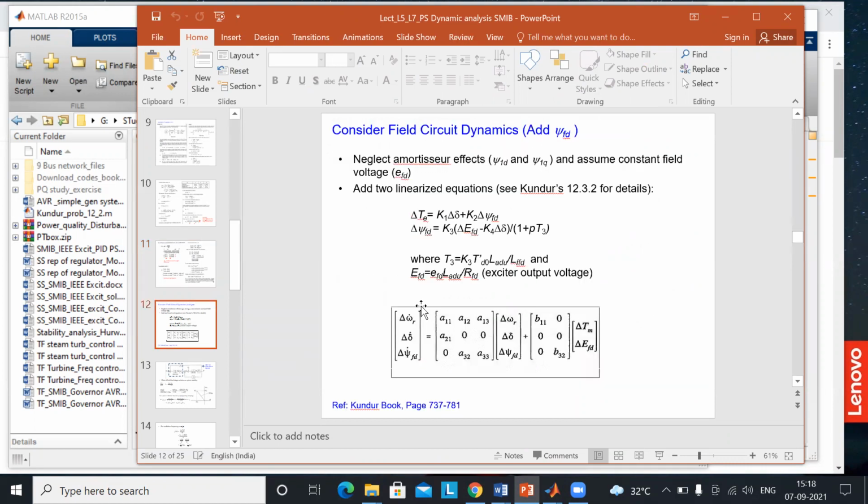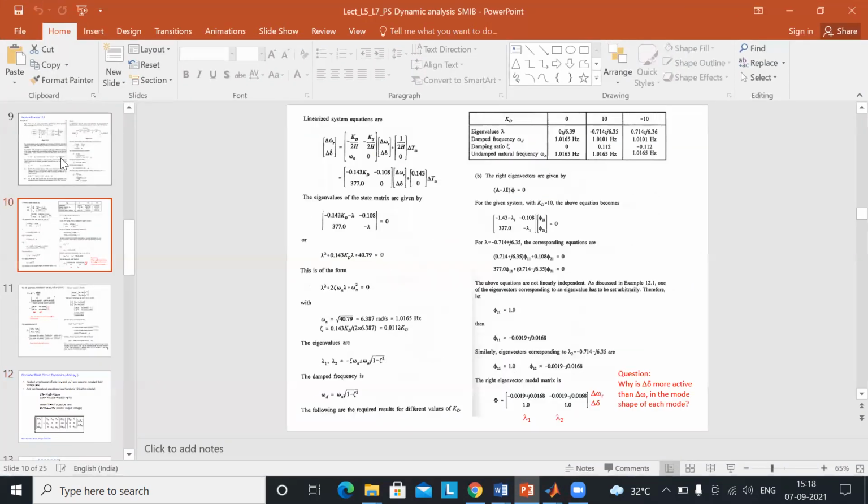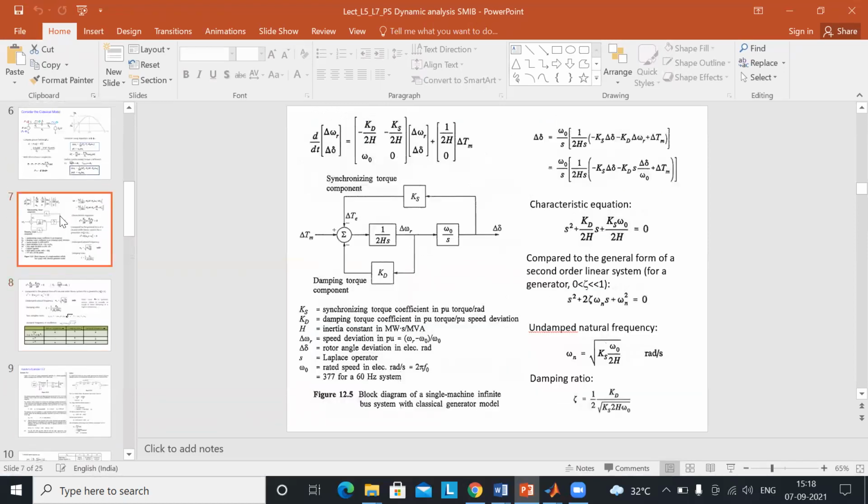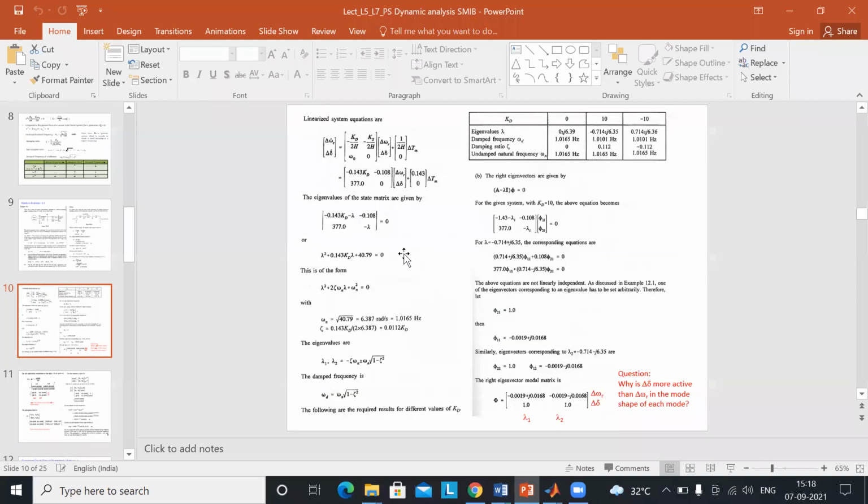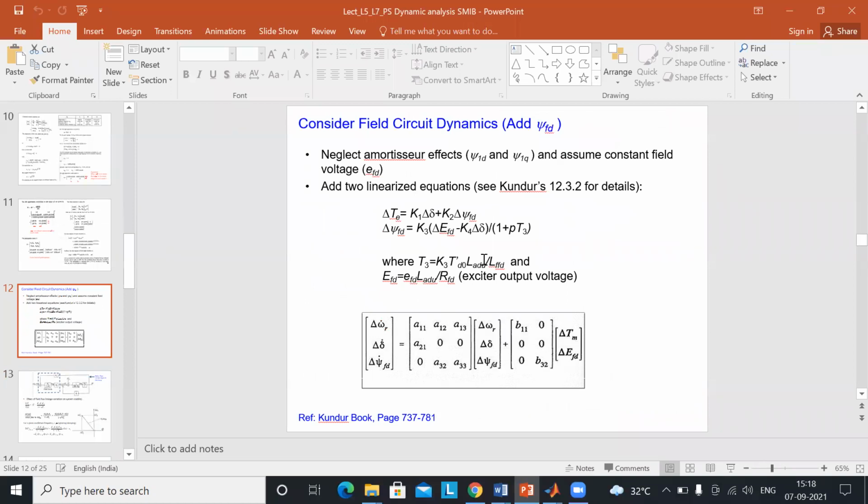Then the next part, the further analysis, because we had considered the second order model of generator here, right? Because when you look at here, you had considered the second order model. It is simply an inertia model of the turbine generator system. But next we want to have one more state variable, and we will take into account the generator field circuit here.